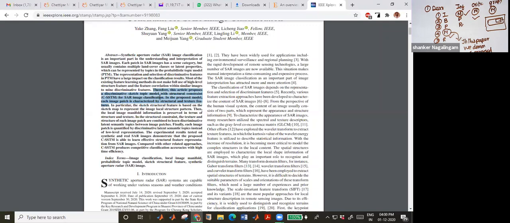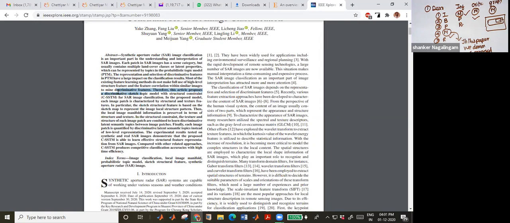When you read this, you can understand where the problem is. Most of the existing feature learning methods do not make full use of high level structure features and feature correlation with similar images in mind discrimination. Therefore, this article proposes the discriminative sketch. Their problem is discriminative features and the discriminative sketch topic, and that is how they link and write it. See, this is how a descriptive abstract is done.